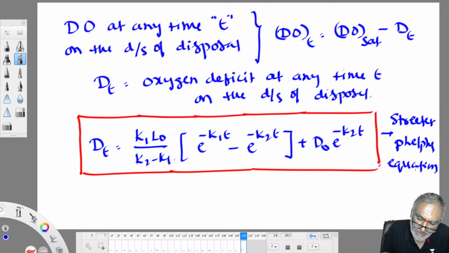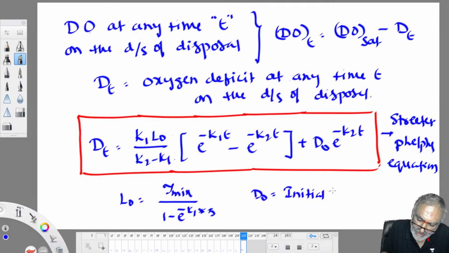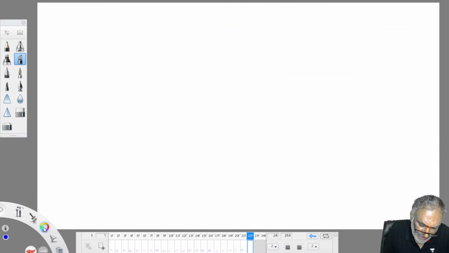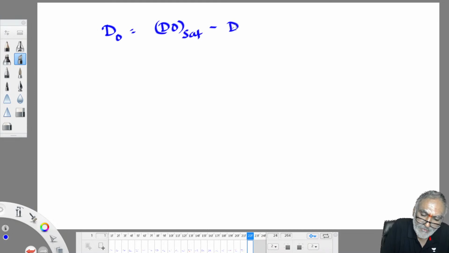In this equation, how to find L0? L0 is equal to Y mix by 1 minus e power minus K1 into 5. And D naught is the initial oxygen deficit. We work out this initial oxygen deficit using an equation: D naught is equal to DO sat minus DO mix. This question has been asked in the GATE exam. What is the initial oxygen deficit?